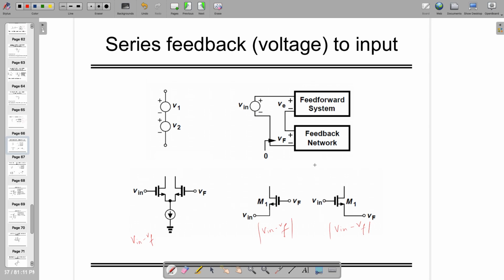If you know that the current flowing through this one is mu n Cox by 2 W by L (VGS minus VT) square. So most of the parameters are actually constant except the VGS, where VG minus VS is actually Vin minus VF or VF minus Vin. Accordingly, you can take which one is bigger or smaller, right? So in that case, you are applying the differential difference of the input, and accordingly the current is flowing through this. If you want to convert it to a voltage output, then you need to use some kind of transducer, which might be a resistance.